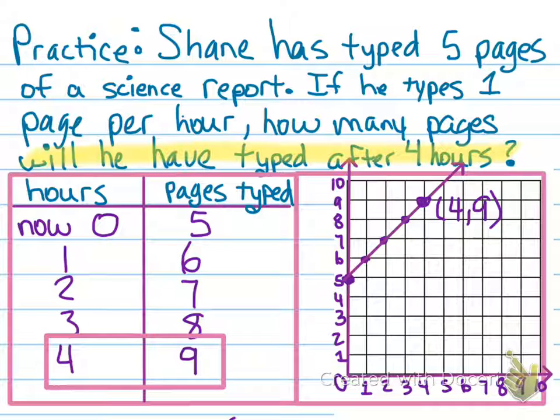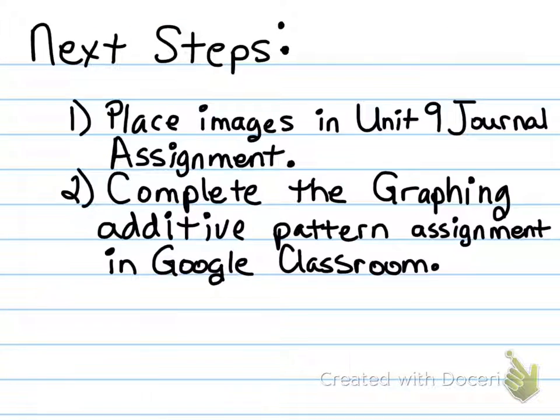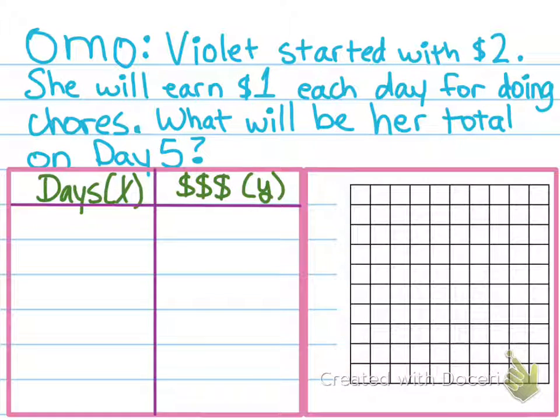Perfect. Now it's time for our OMO. You'll need a third graph for the OMO. And here is the problem. Violet started with $2. She will earn $1 each day for doing chores. What will be her total on day 5?